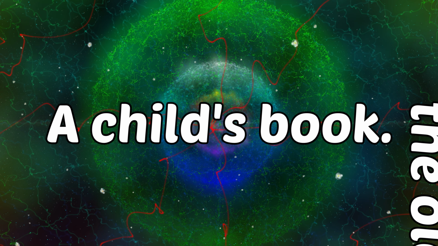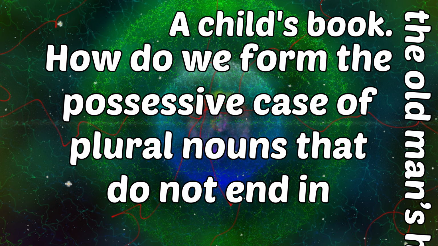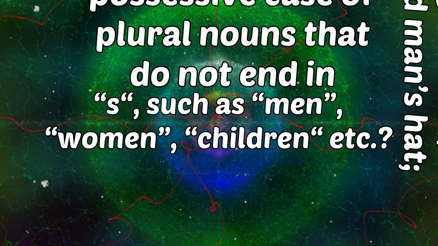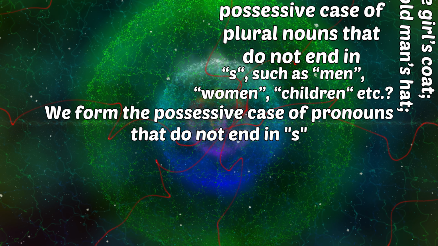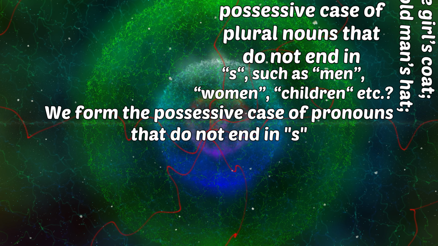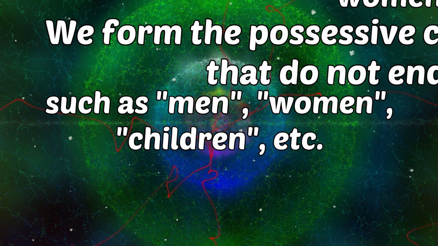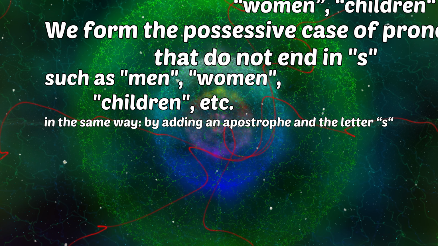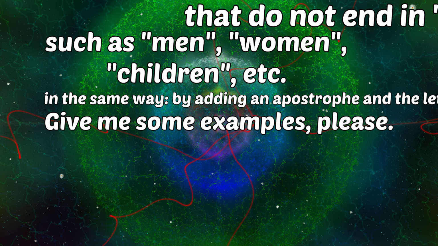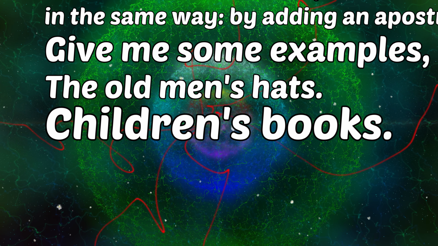A child's book. How do we form the possessive case of plural nouns that do not end in s, such as men, women, children, etc.? We form the possessive case of plural nouns that do not end in s, such as men, women, children, etc., in the same way, by adding an apostrophe and the letter s. Give me some examples, please. The old men's hats. Children's books.